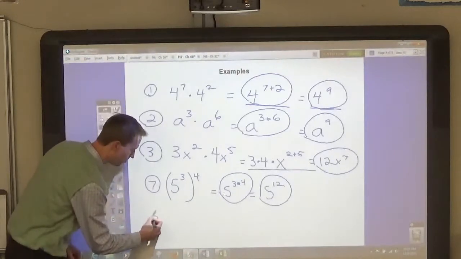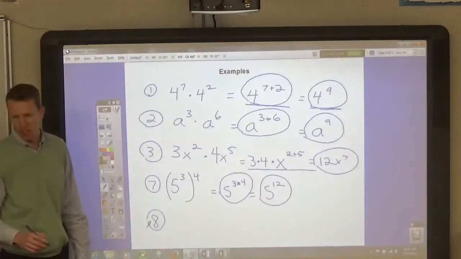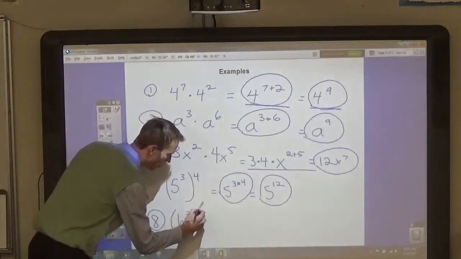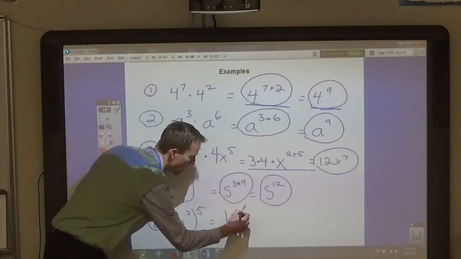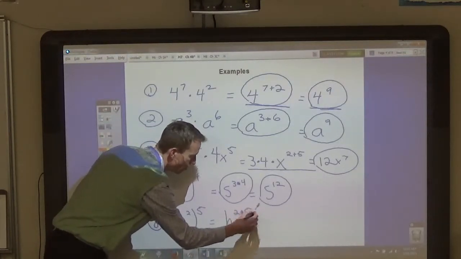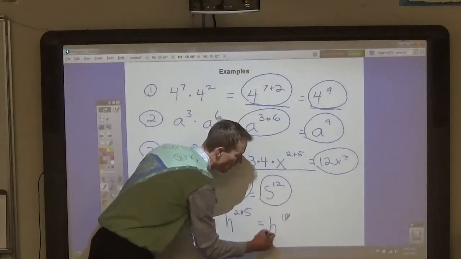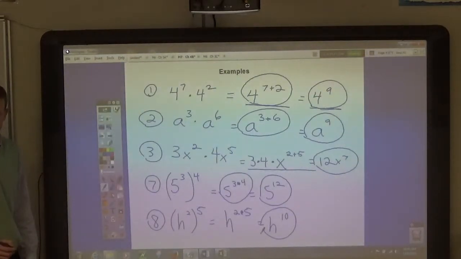Number 8. h to the 2nd to the 5th power, which equals h to the 2 times 5. So that's h to the 10th power. Okay? You got this?